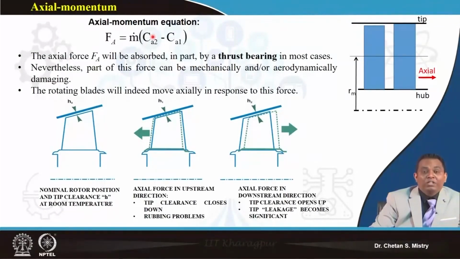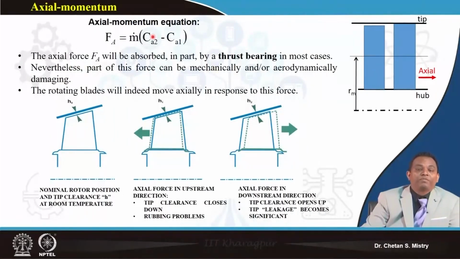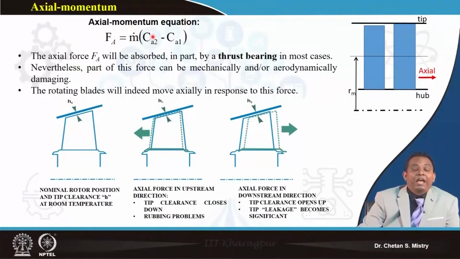This represents my axial force component, and this axial force component will be taken care of by using a thrust bearing. This is responsible for mechanical and aerodynamic damage to the rotors.